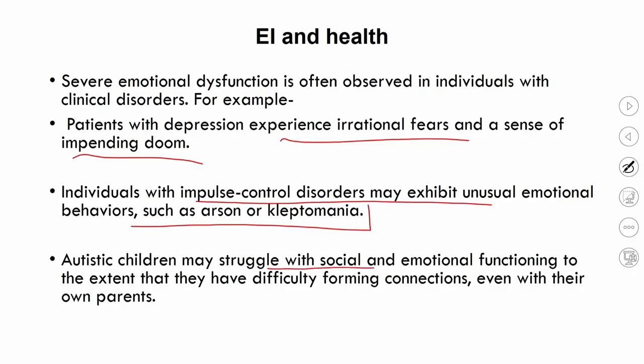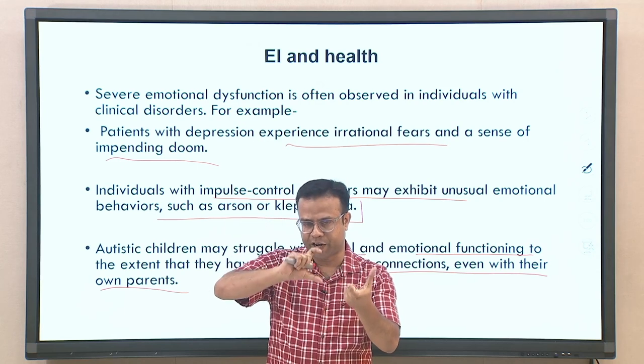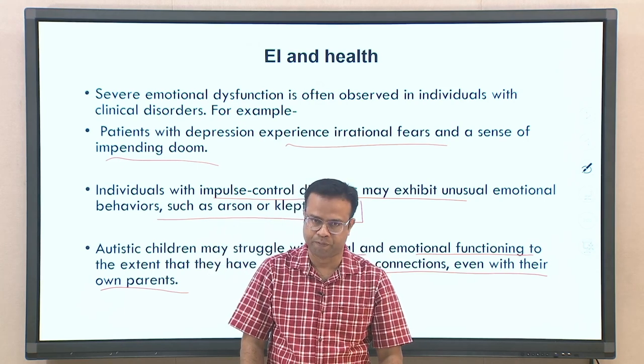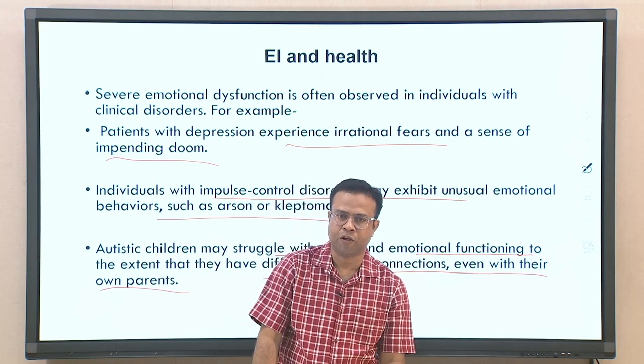Autistic children may struggle with social and emotional functioning, to the extent that they have difficulty forming connections even with their parents. Some disorders like autism, and even social anxiety and so on, involve an issue with forming connections with other people. Particularly in autism, there is a kind of emotional dysfunction to the extent that they are not able to connect with other people, form relationships, or bond with other people. That could be the root of disorders like autism.